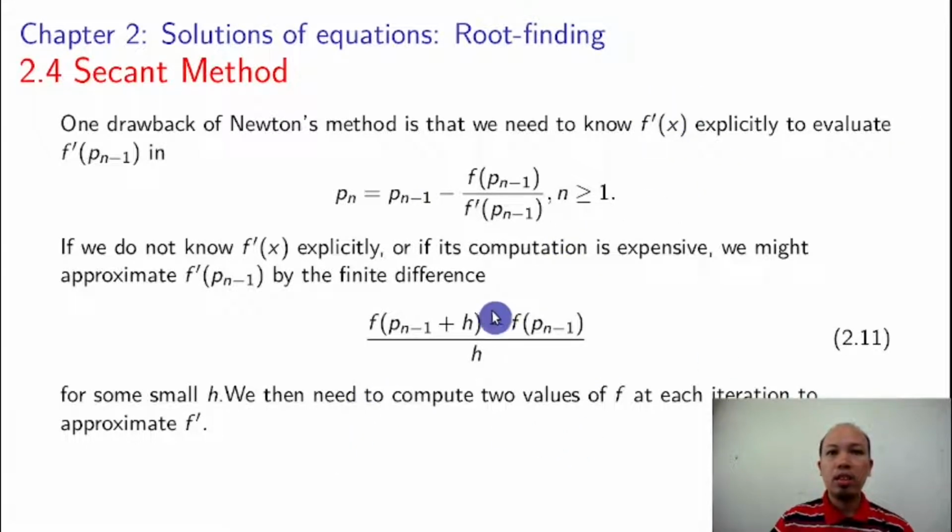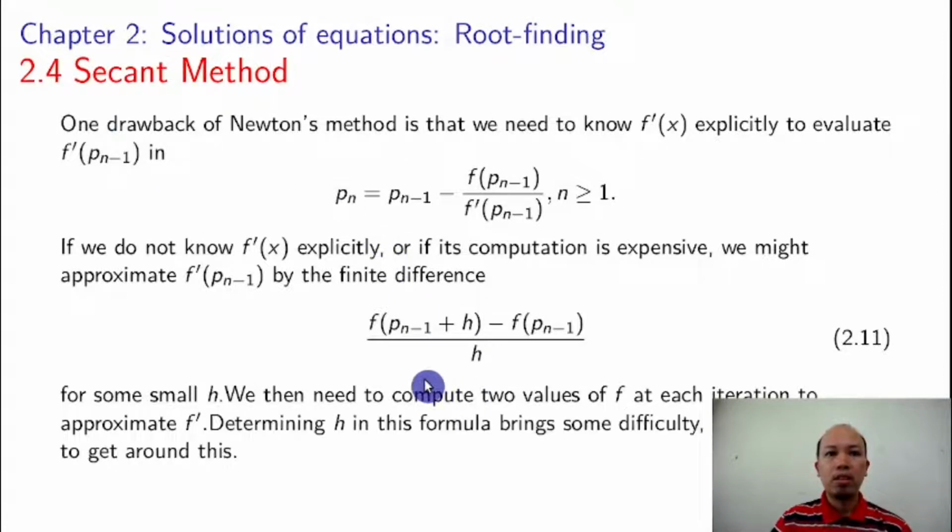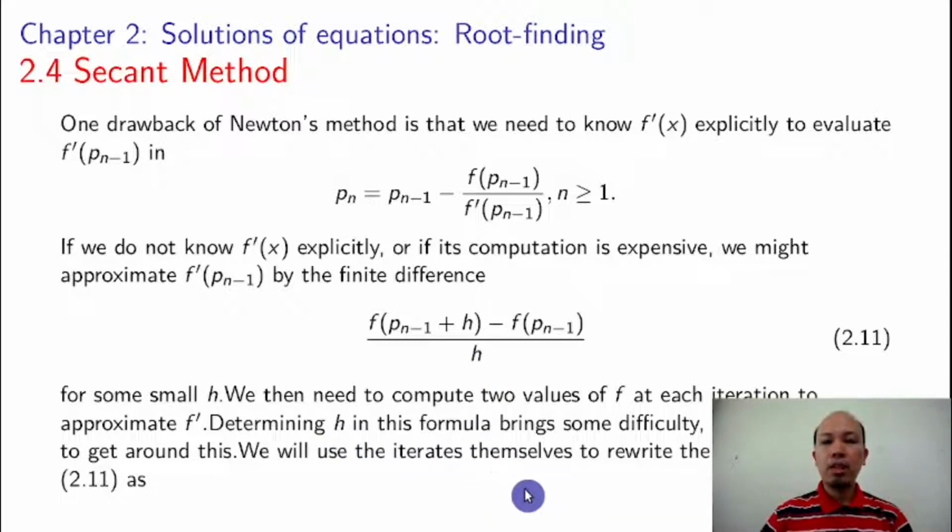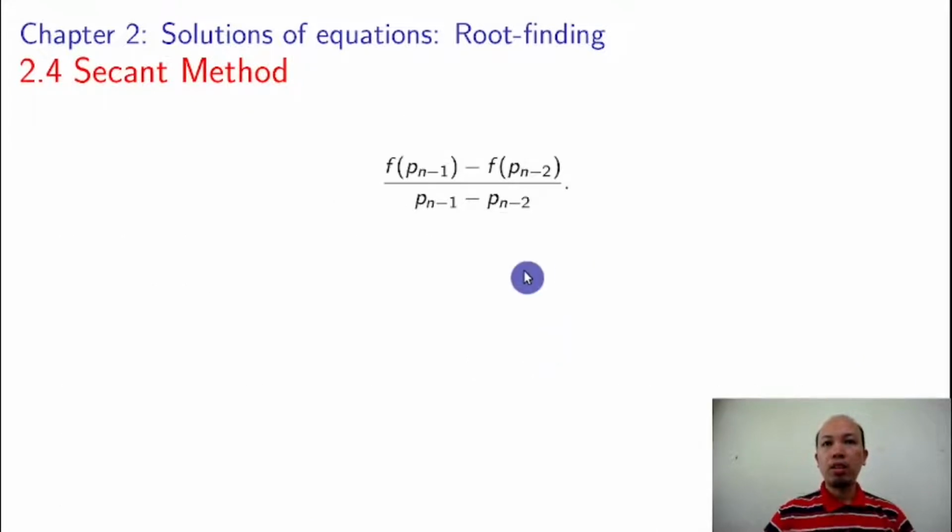So if you do not know the derivative of f, or if the computation is very expensive or very long, then one way to get around that is using the secant method. Determining h in this formula brings some difficulty, but there is a way to get around this. We will use the iterates themselves to rewrite the finite difference in equation 2.11. So we will have the iterates p sub n minus 1 and p sub n minus 2.